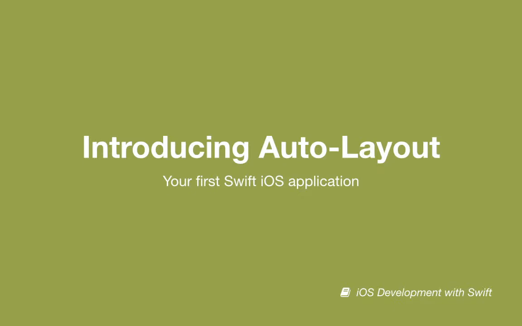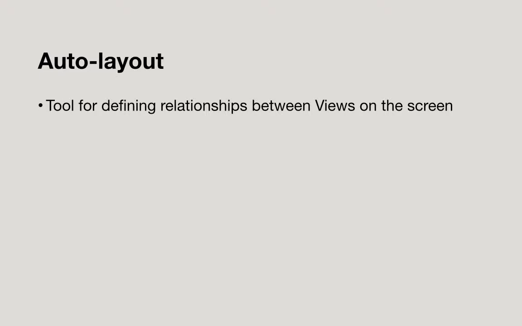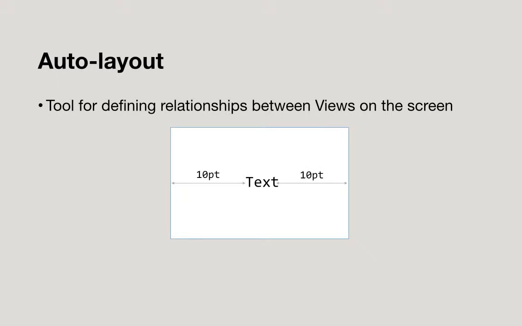Introducing Auto Layout. To make your label resize and change position relative to the screen, you can use Auto Layout. Auto Layout is a tool for defining relationships between views on the screen, such as these. The label should be 10 points from the left edge of the container. The label should be 10 points from the right edge of the container. The label should be vertically centered in the container, and the label should base its height on its content.